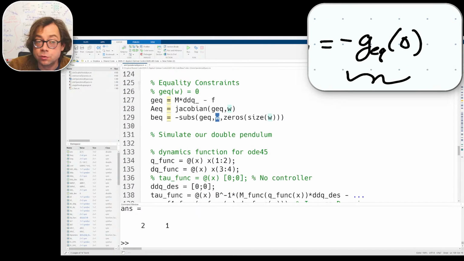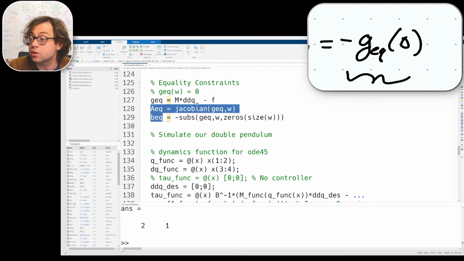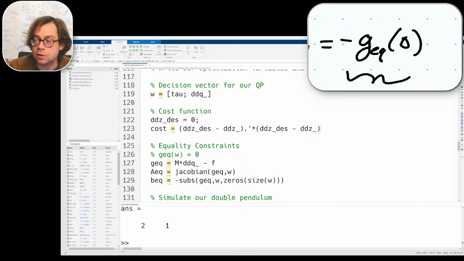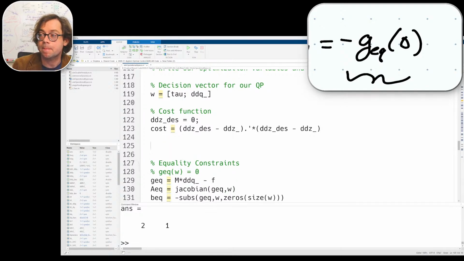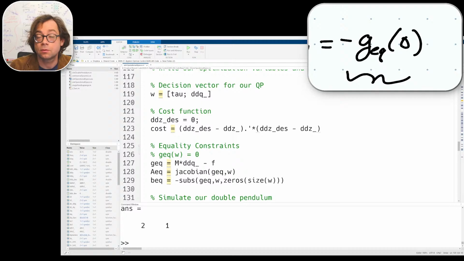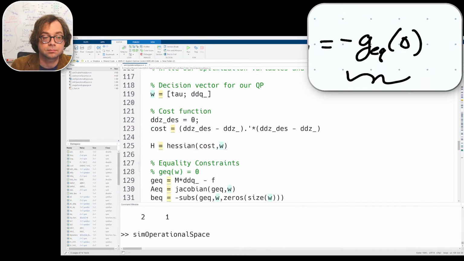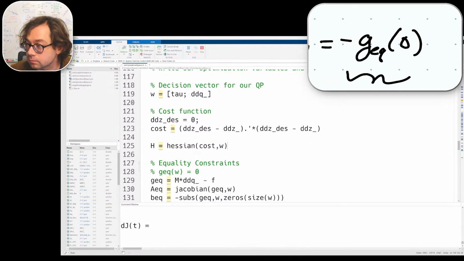All right. That's great. Hey, there's AEQ and BEQ. Those are equality constraints. We've already figured that out. For our cost function, we also had to get our Hessian, right? Let's look at our Hessian. We'll call it capital H. It's the Hessian of our cost function. We forgot to do that. That's what we need for the quadratic program. We take the Hessian of the cost with respect to W. Run that. That'll give us H.